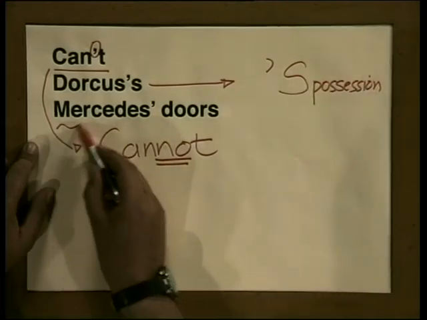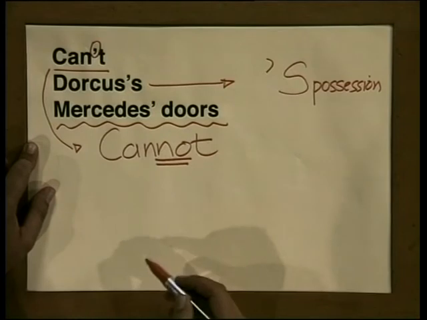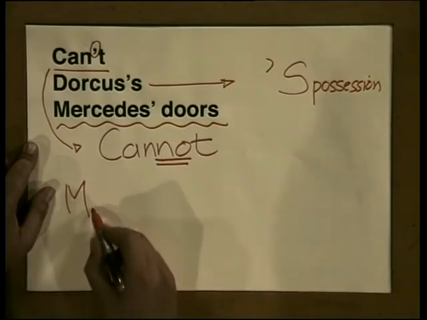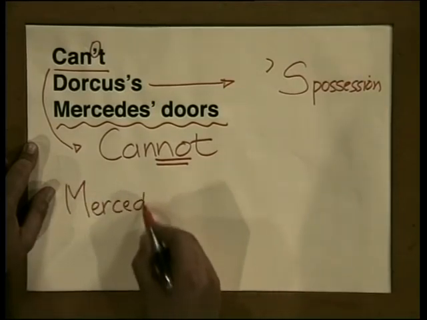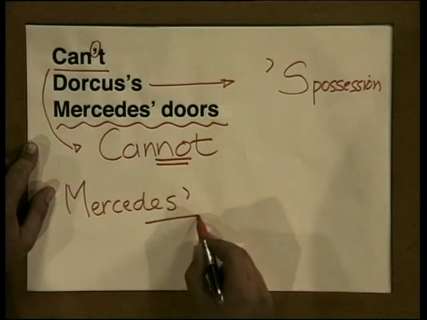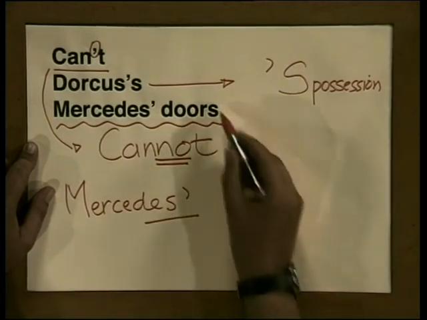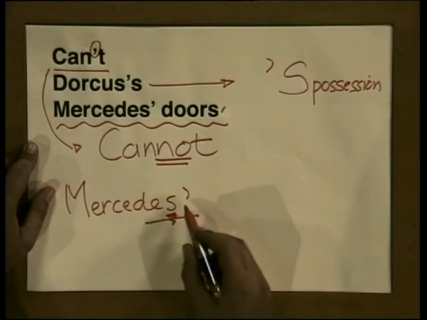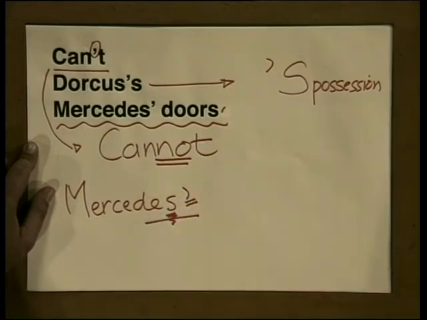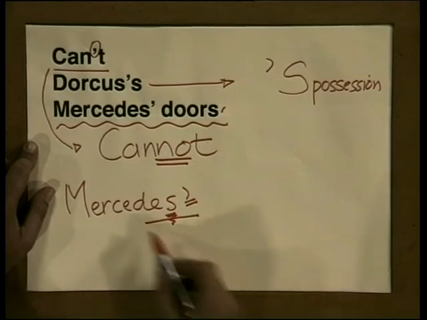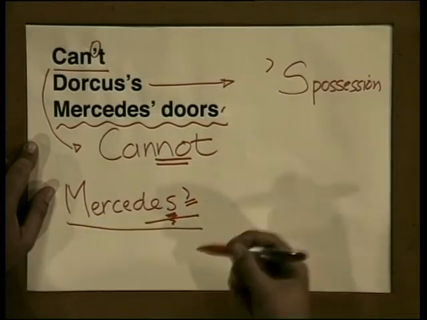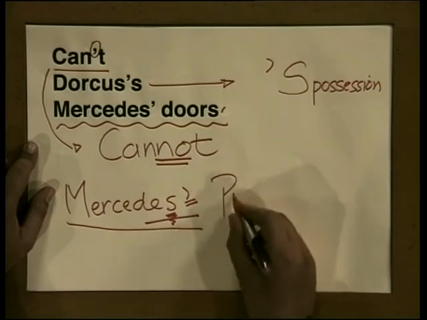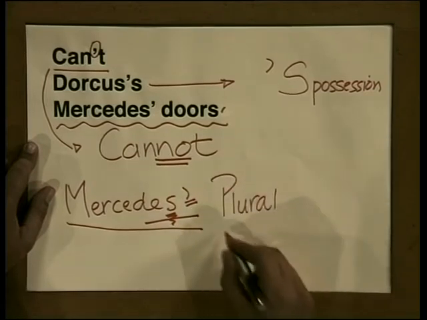And then our final example here, Mercedes doors. If we're stuck here with an S and the plural form, more than one Mercedes, it's usual that we just put the single apostrophe in. Ownership by more than one, we call it plural possession.